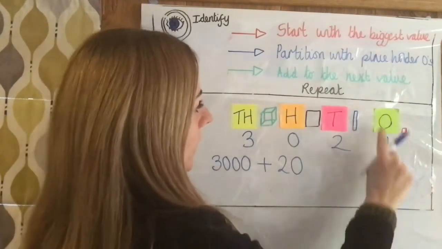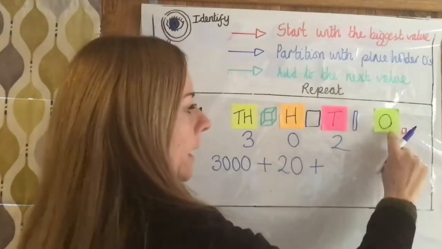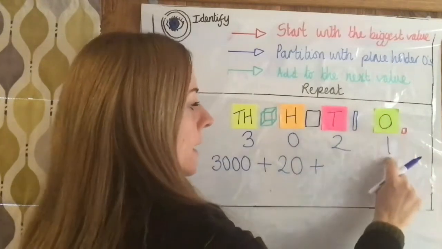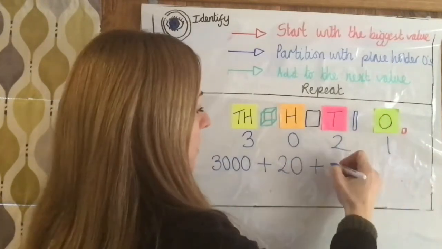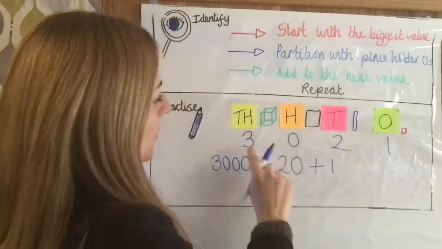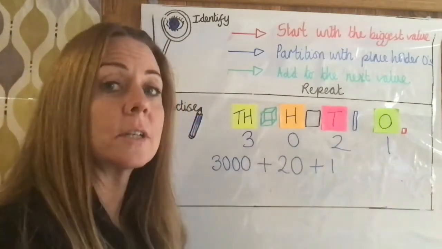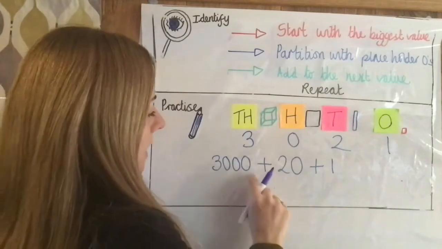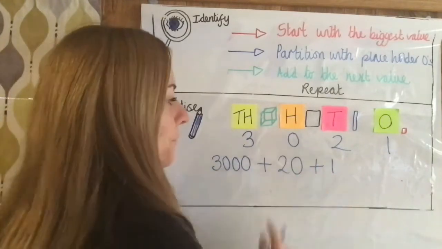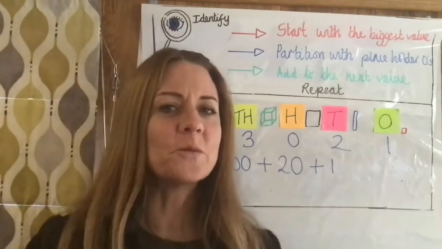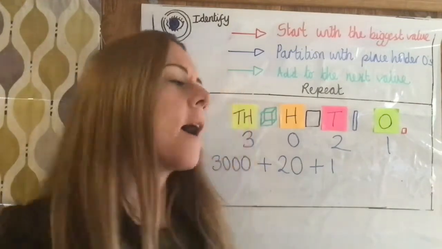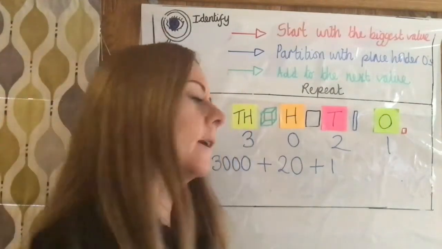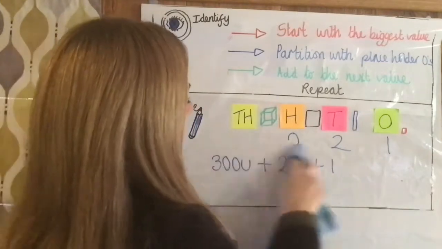And finally, we're going to add it to our smallest value, which is our ones column. And in there is 1. So 3021 partitioned is 3000, add 20, add 1. Now because you're on form this morning, I can see, I'm going to do one a little bit harder. So I'm just going to quickly, speedily rub this out.